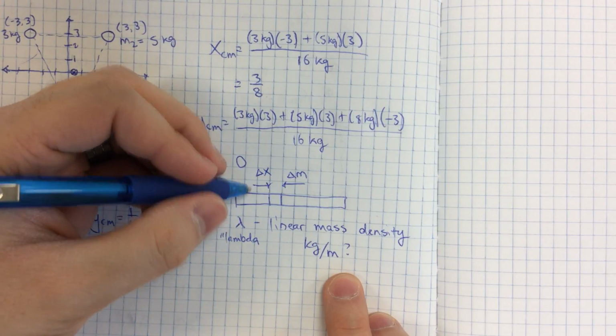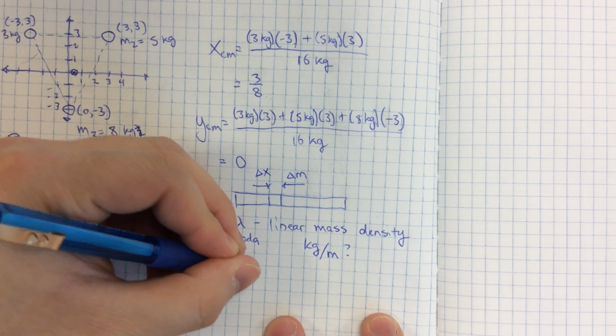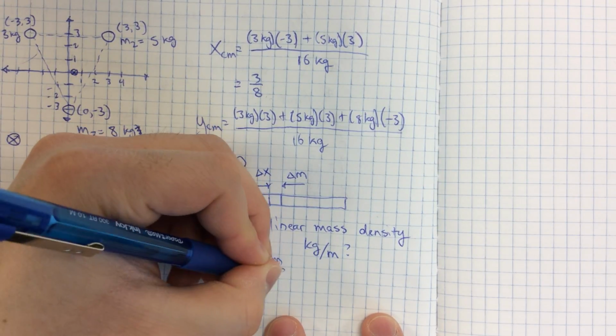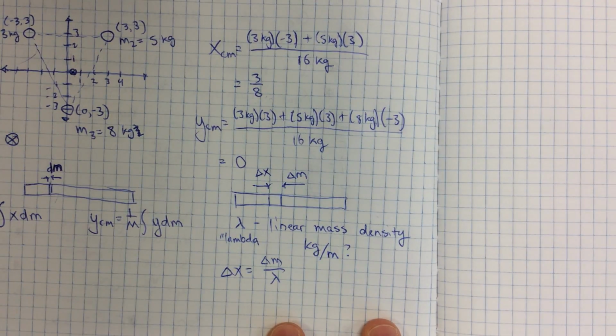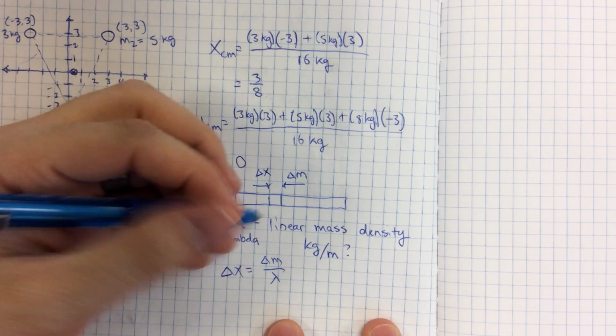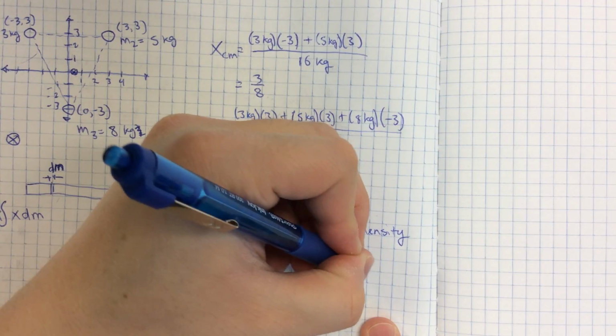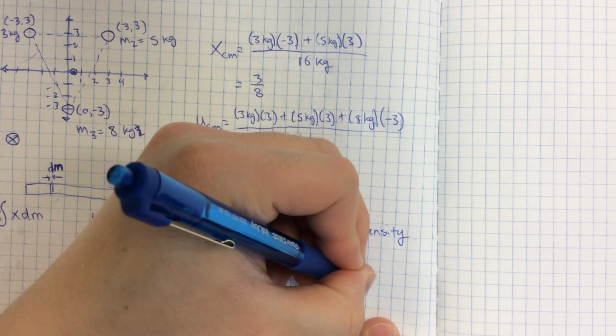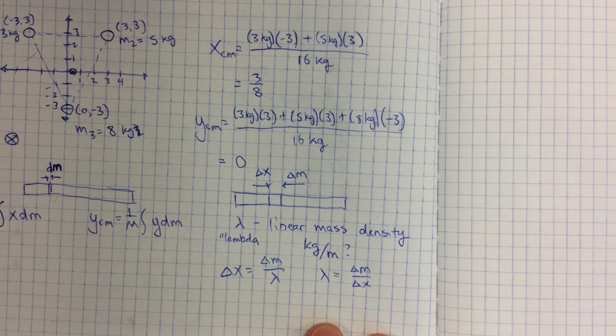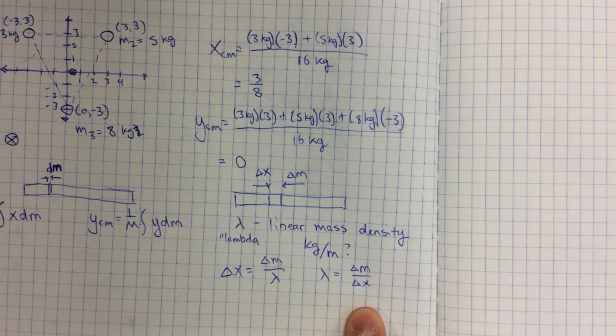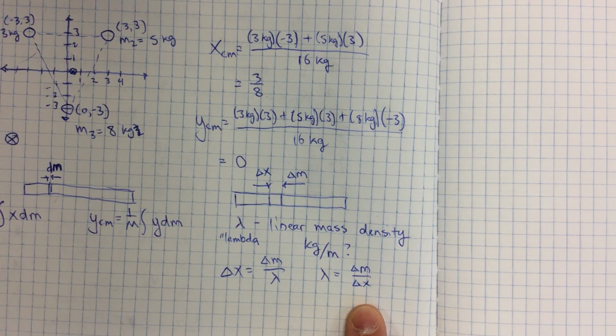So if I want delta x, it'd be delta m divided by lambda. Or you can say lambda is delta m over delta x. The same idea, right? This is assuming uniform mass density. Uniform means it's the same all the way through.